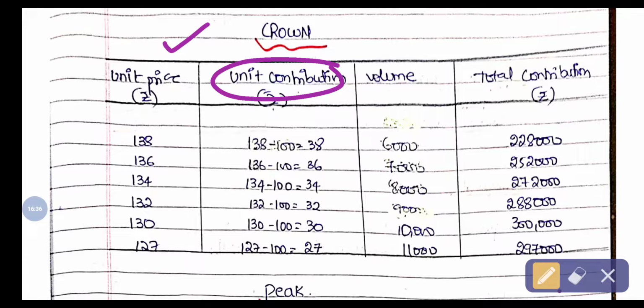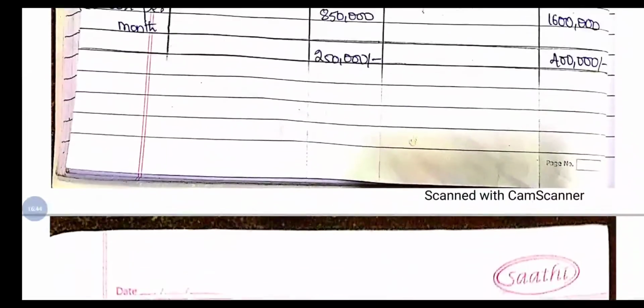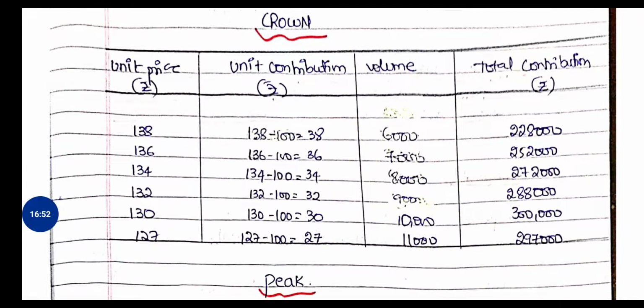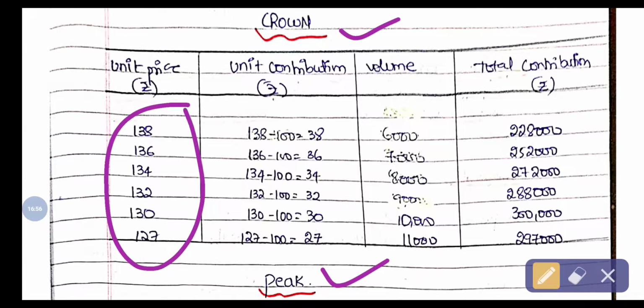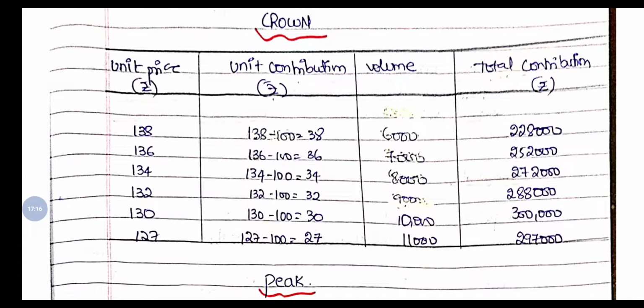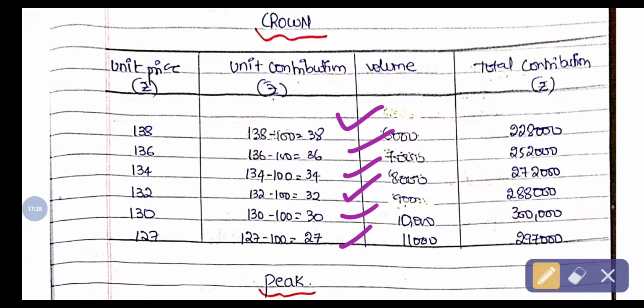Here unit price means the selling price given in the problem, so take all those prices. Next, the variable cost for Crown is 100, right? One by one we will calculate: first for Crown, then for Peak. For contribution we have to deduct the variable cost from the selling price. So take all these prices and deduct 100, the variable cost. 138 minus 100 will be 38, 136 minus 100 will be 36, 134 minus 100 will be 34, and so on.